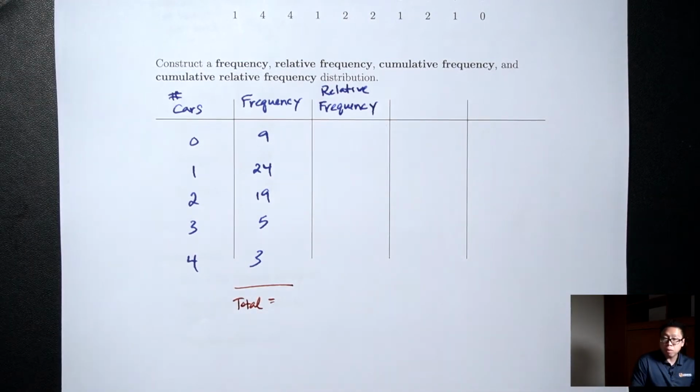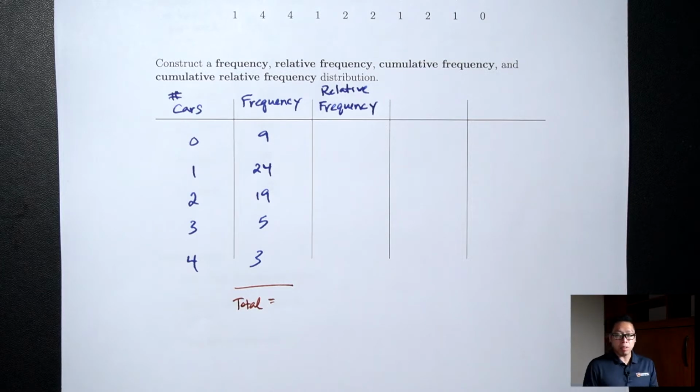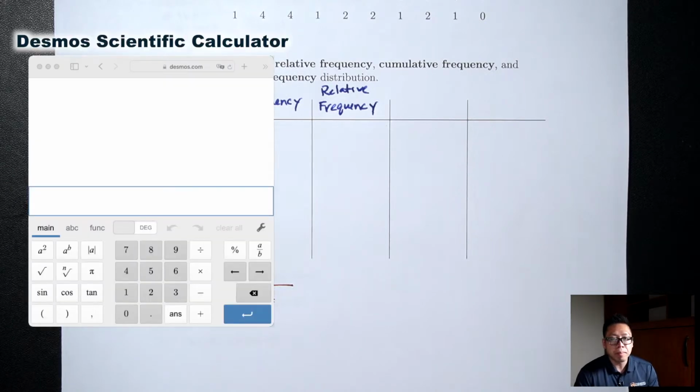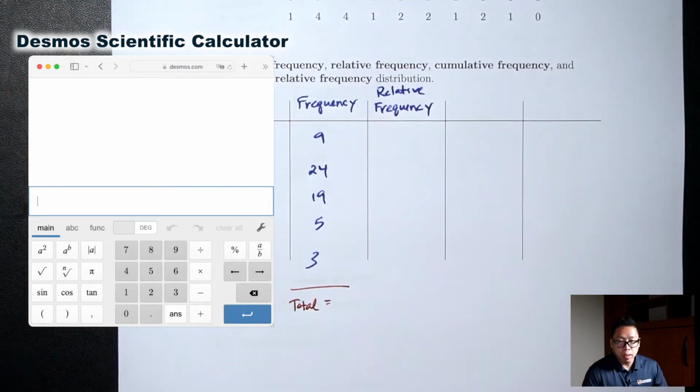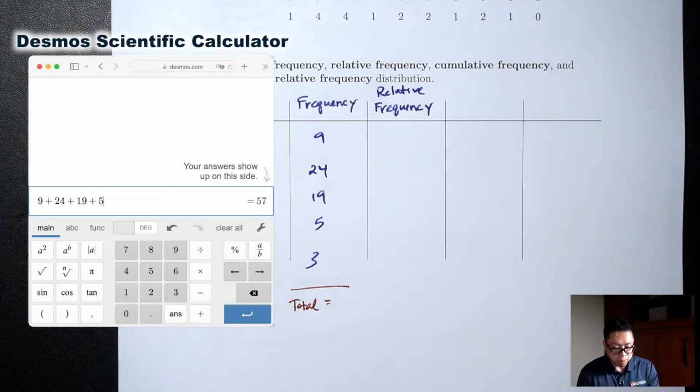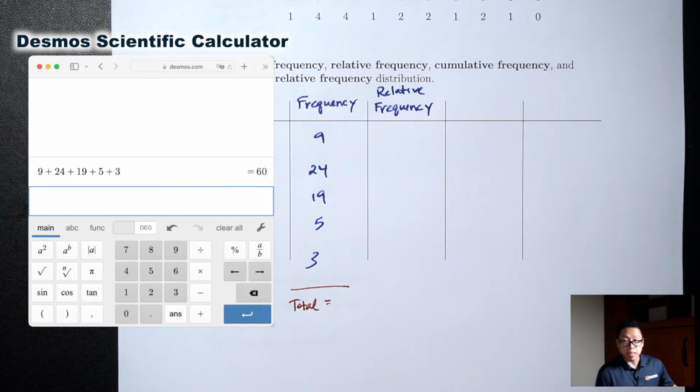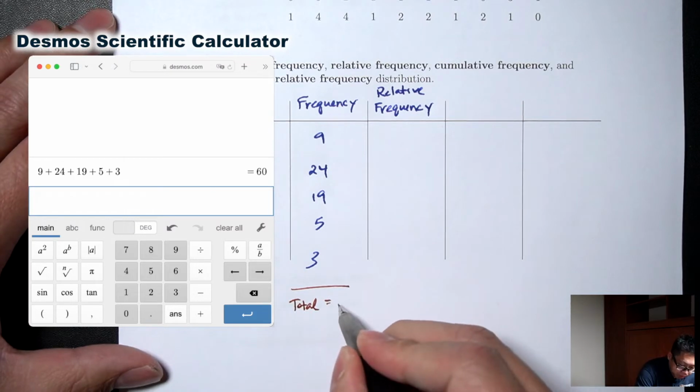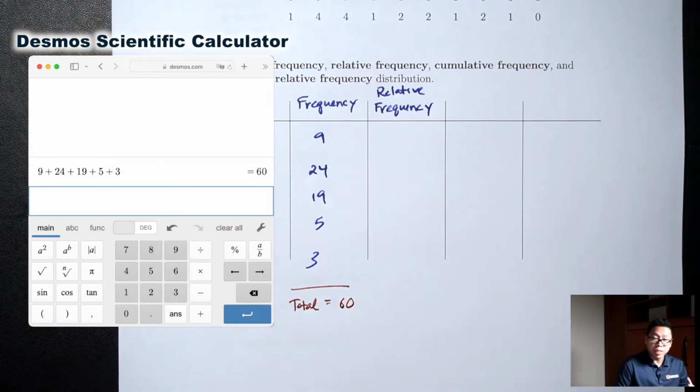All right, so let's add up our frequencies. Once again, the calculator that I'm going to recommend is the Decimal Scientific Calculator. There'll be a link on your lab, and it looks like this. So add up the frequencies. 9 plus 24 plus 19 plus 5 plus 3. 60. So there's 60 households in my sample here.